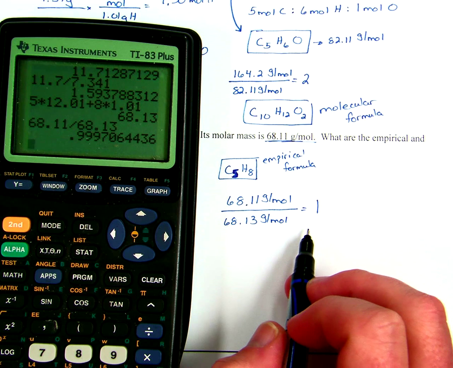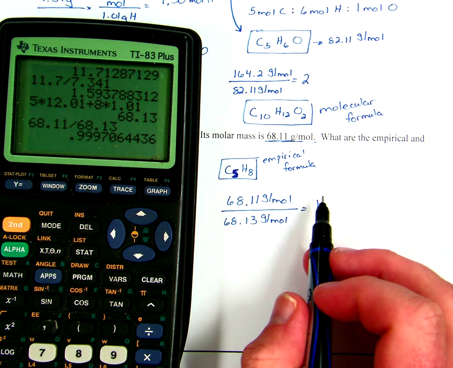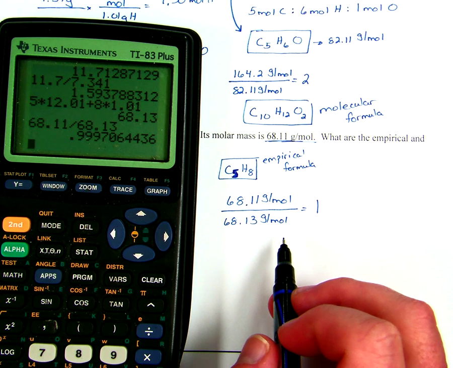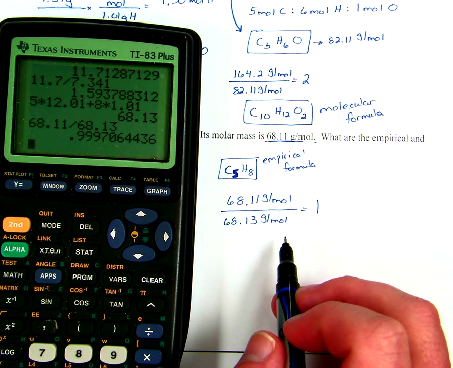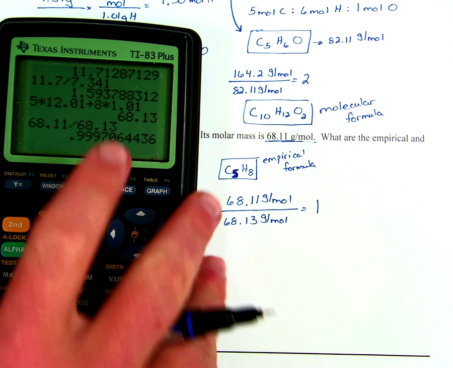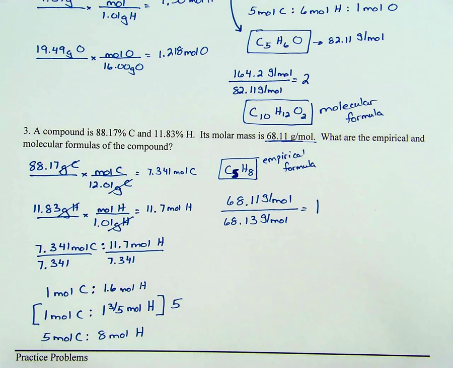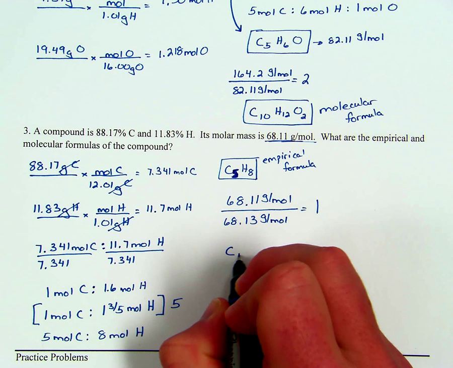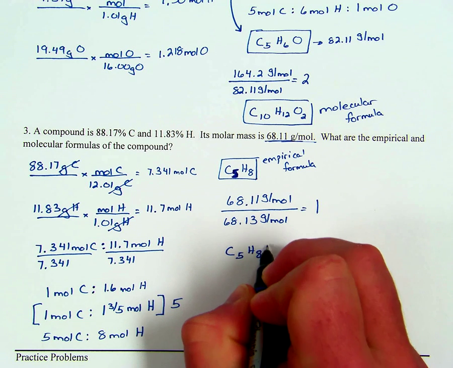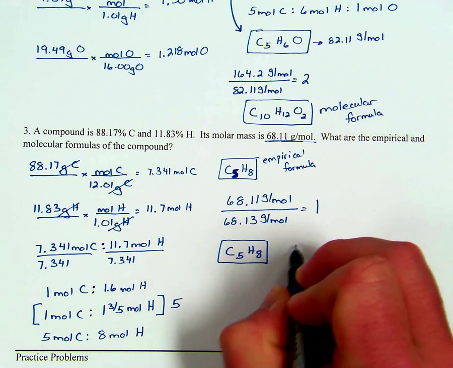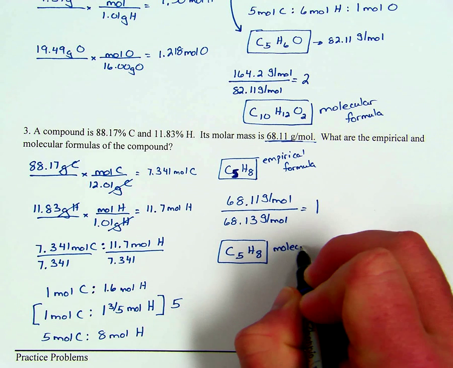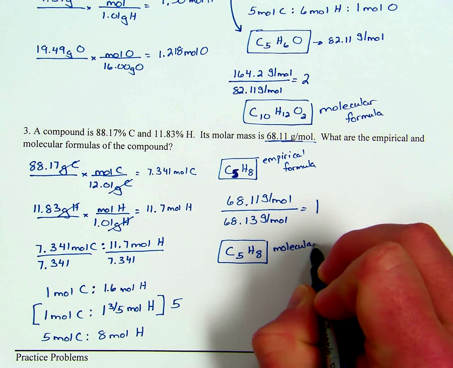Okay, and that is in fact what we get here. So the ratio is 1. What that tells us then is the molecular formula is the same as the empirical formula. So here's a case where the ratio is such that it doesn't get any simpler for the empirical formula. Here's the case where they are the same.